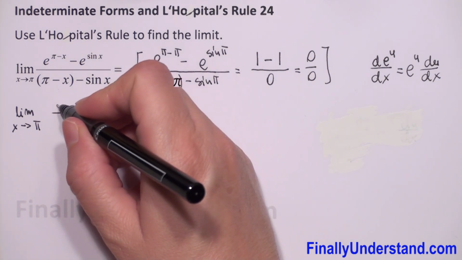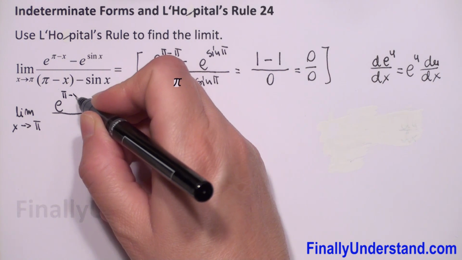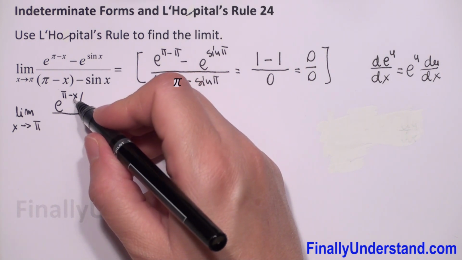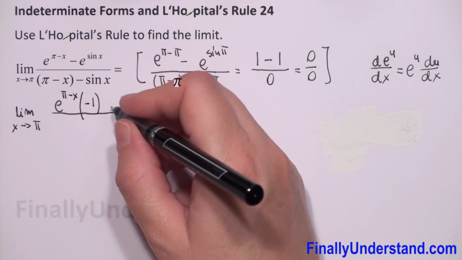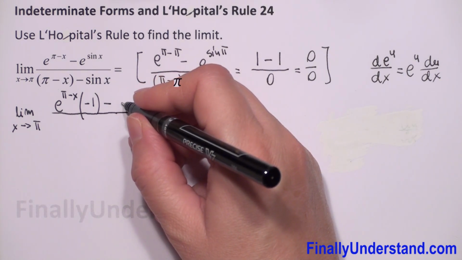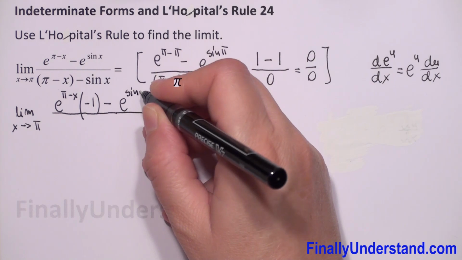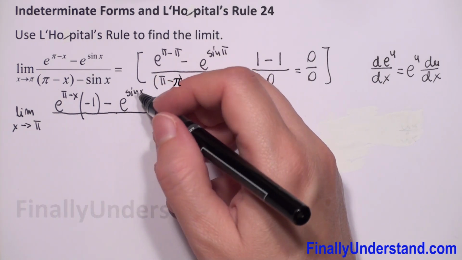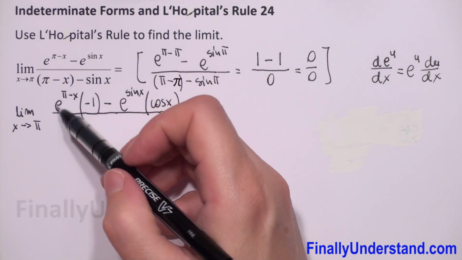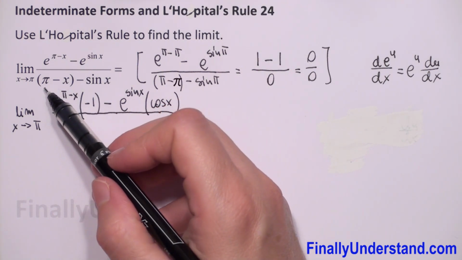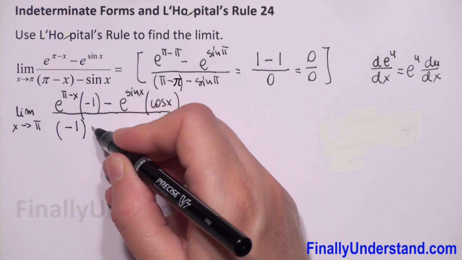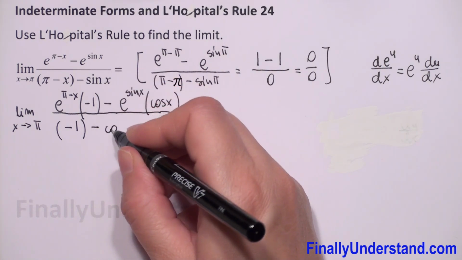So first we have to copy e to power pi minus x times the derivative of pi minus x. Derivative of pi is 0. Derivative of negative x is negative 1 minus, again we have e to power sine of x, so we have to copy e to power sine of x, and the derivative of sine is cosine of x over, we have here subtraction, so we have to find first the derivative of pi is 0. Derivative of negative x is negative 1 minus the derivative of sine is cosine of x.